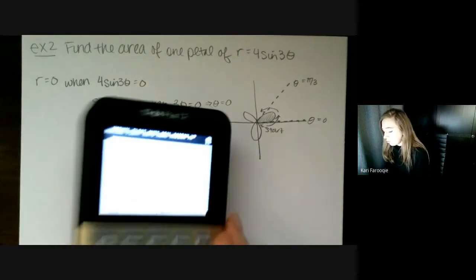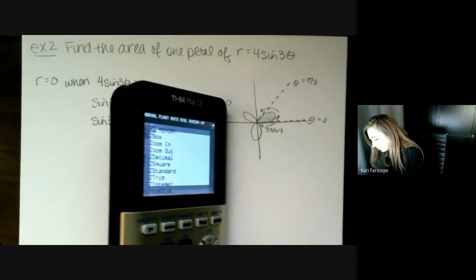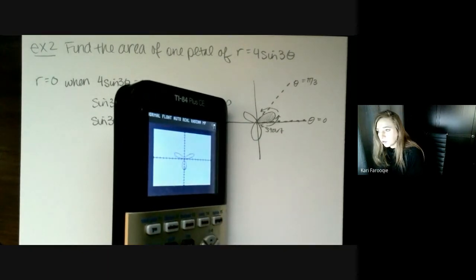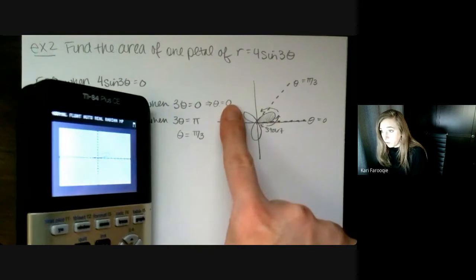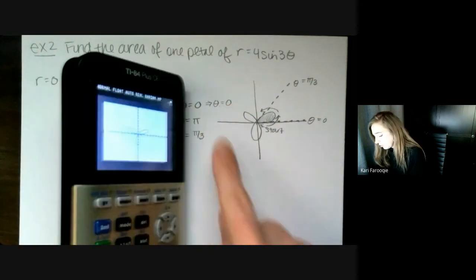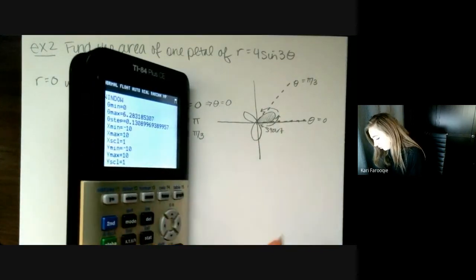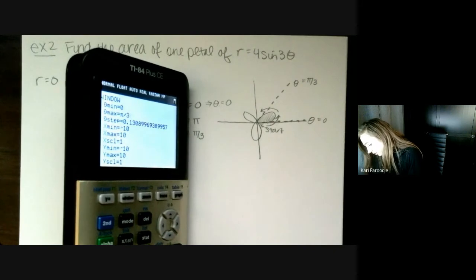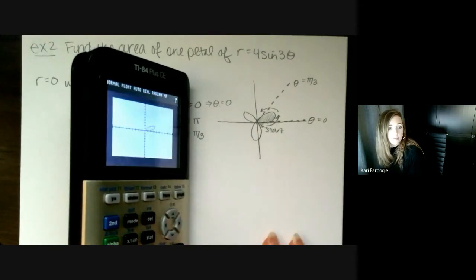So if you go back to your graphing calculator, mine's zoomed in right now. I can go back to Zoom Standard, fine, because I want to make sure that's right. And then what I can do is verify that if I go from 0 to pi over 3, I'm only going to get 1 petal. So we'll do that by looking at our window, going from 0 to pi over 3, and then just making sure that it only graphs 1 petal. Okay, so that looks good.